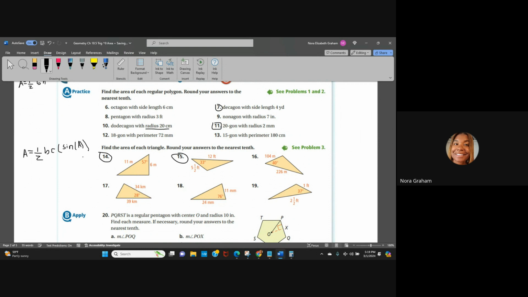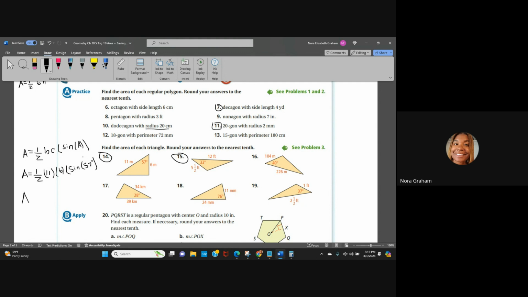So let's go ahead and do 14 really quickly. I'm just going to set up our 14. So I'm going to do A equals 1/2. My b is 11. Okay. And it doesn't matter which side I pick first. Multiplication is commutative, so it doesn't matter. Okay. So 11 and 6. And then I'm multiplying this by the sine of my included angle. My included angle is 57.7 degrees right here. Okay. All right.